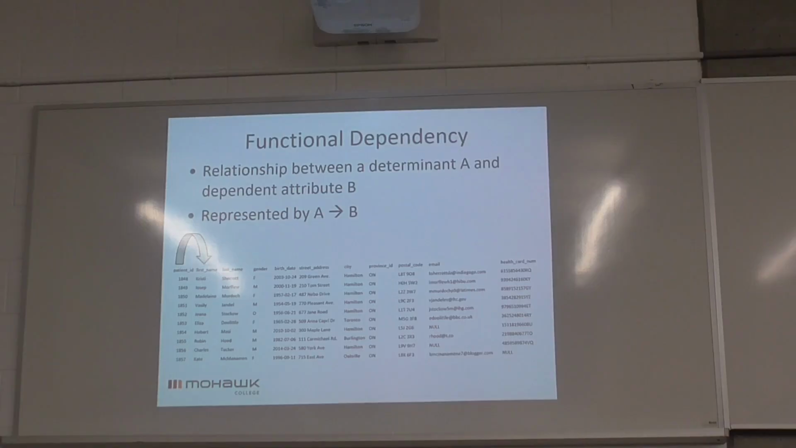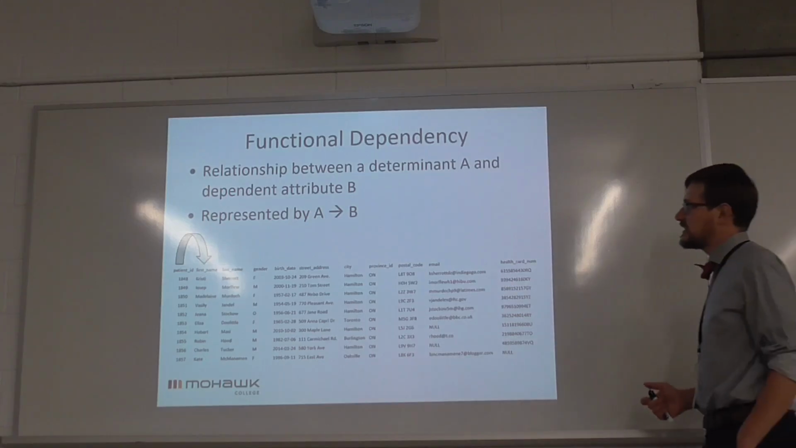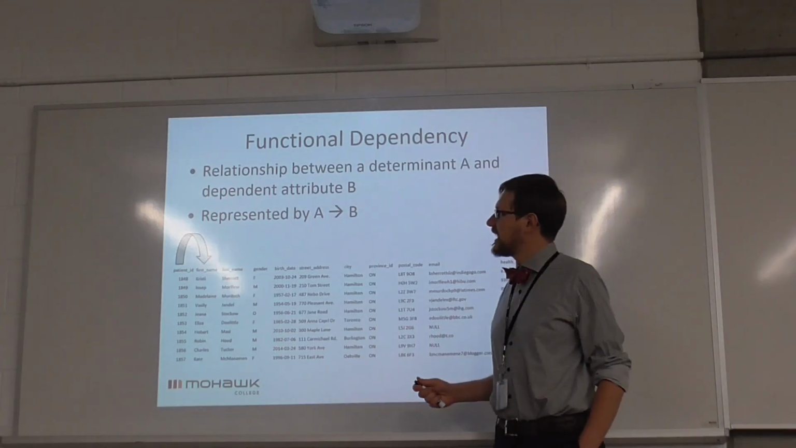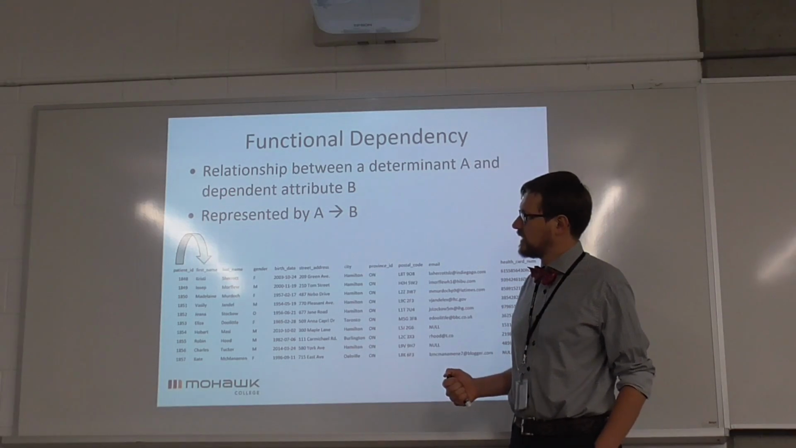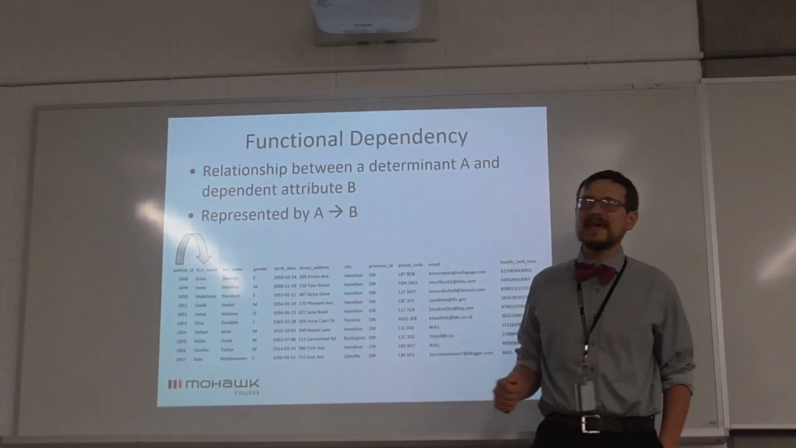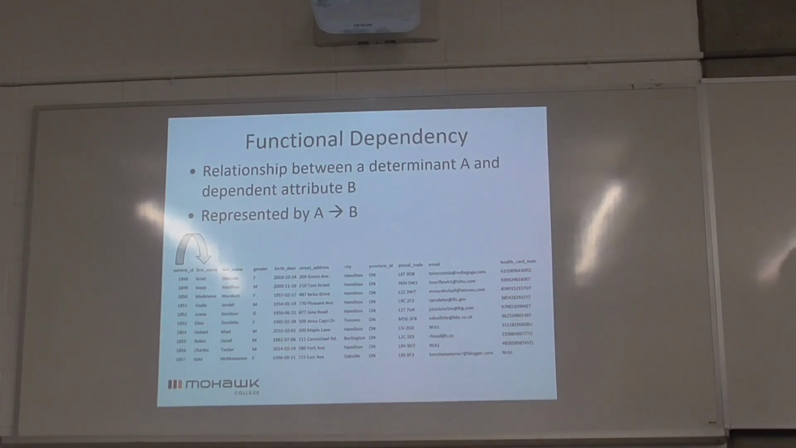All right. Functional dependency. That is the relationship between a determinant A and a dependent attribute B, represented by A arrow B. So I think, I don't like that example as much as my own.